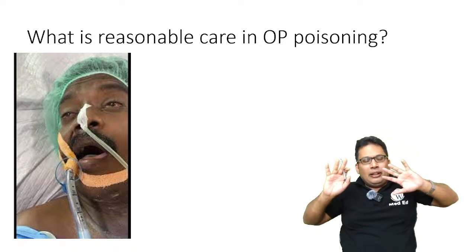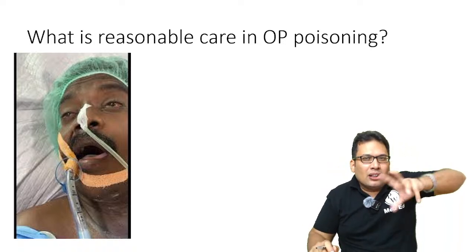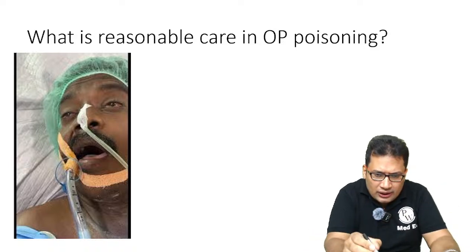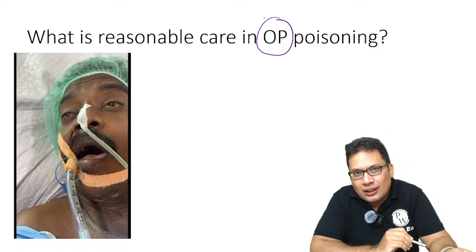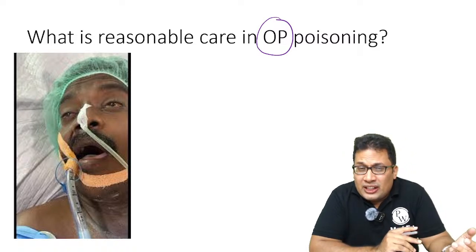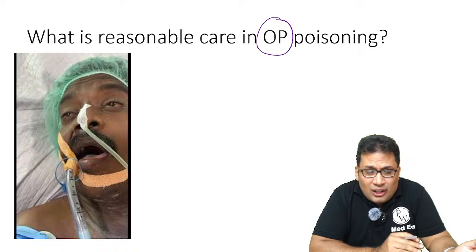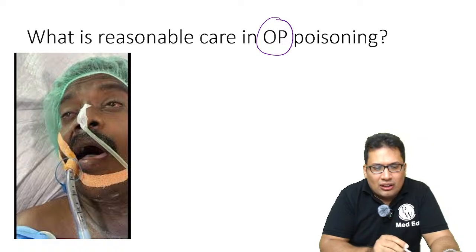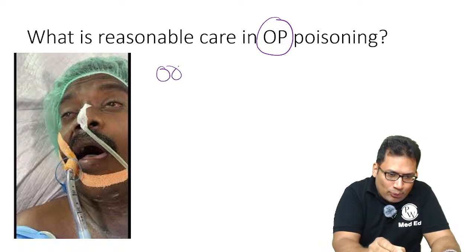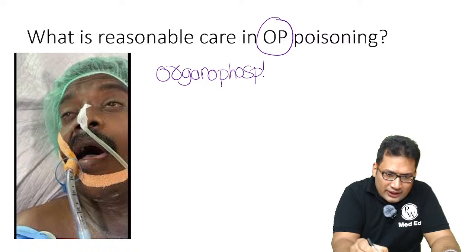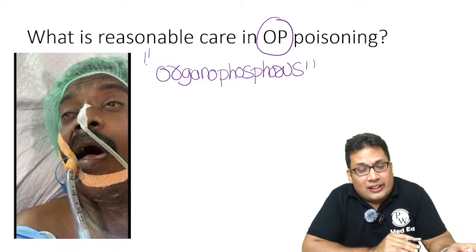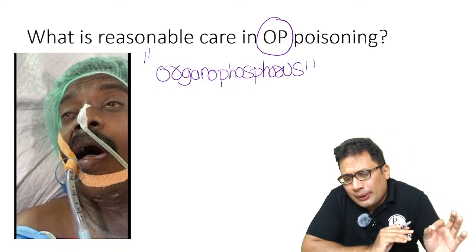Here I am giving an example, just an example, to explain medical negligence. A patient came with a history of OP poison, that is organophosphorus poisoning. The patient has bradycardia, salivation, and respiratory difficulty. So what is the reasonable care in OP poisoning? Anybody? This patient has signs and symptoms of organophosphorus poisoning. What are the features of organophosphorus poisoning? Basically respiratory difficulty. So what is the reasonable care in OP poisoning?